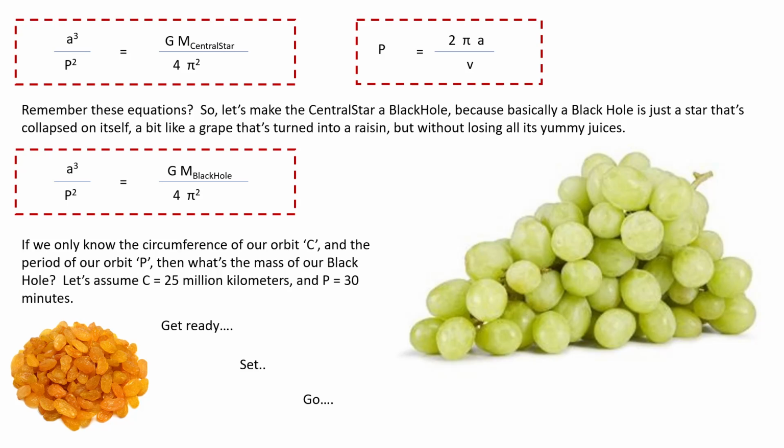Okay. So we've got this equation: a cubed over P squared equals G M black hole divided by 4 pi squared. Now, if we only know the circumference of our orbit C, and we use a capital C here because the lowercase c is normally used for the speed of light, and the period of our orbit is a capital P. So then what's the mass of our black hole? We only know our circumference, and we know how long it takes to make one orbit. That's the only data we have. So let's assume, for now, C is 25 million kilometers, and P is 30 minutes. I'm writing it down on a piece of paper because we need it again at some stage.